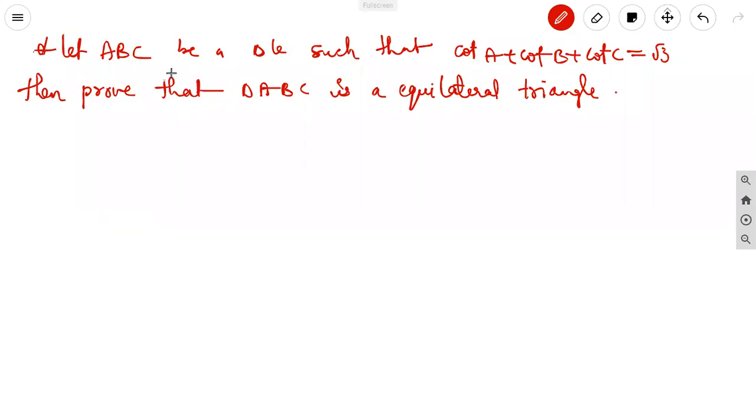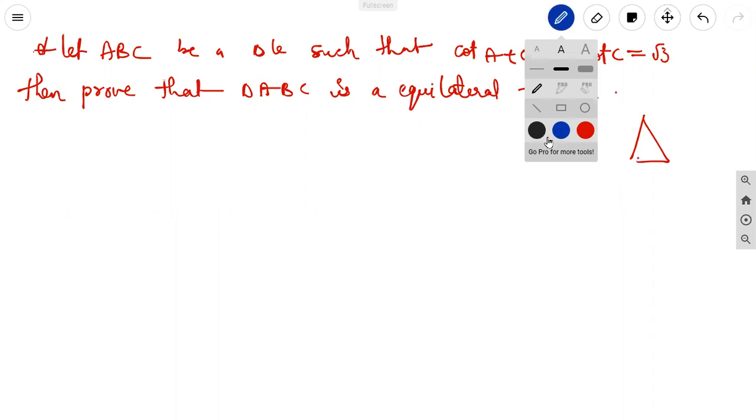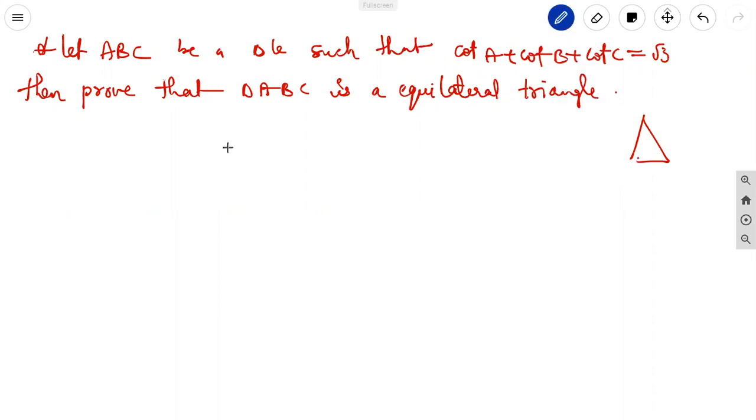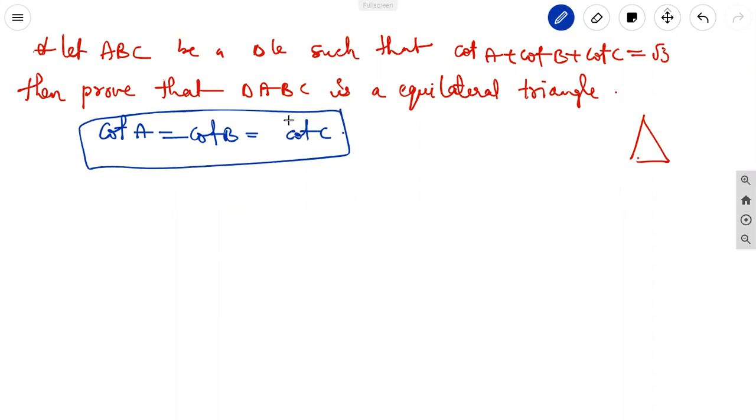See here, triangle ABC. We know that ABC is a triangle, but we don't know whether it is equilateral or otherwise. But we should prove that it is equilateral, which means we can prove that cot A is equal to cot B is equal to cot C.